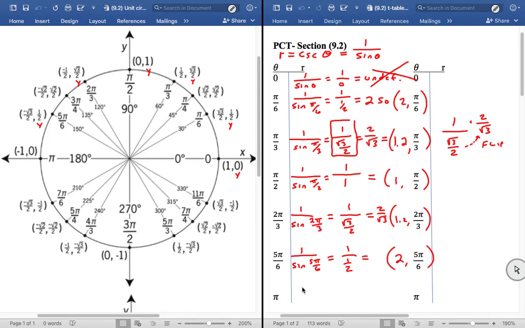And what is 1 over the sine of pi? The sine of pi is 0. That's another 0 in the denominator. Can't do it. So we really only have 5 points to plot here. Well, let's plot them. Let's see what happens.